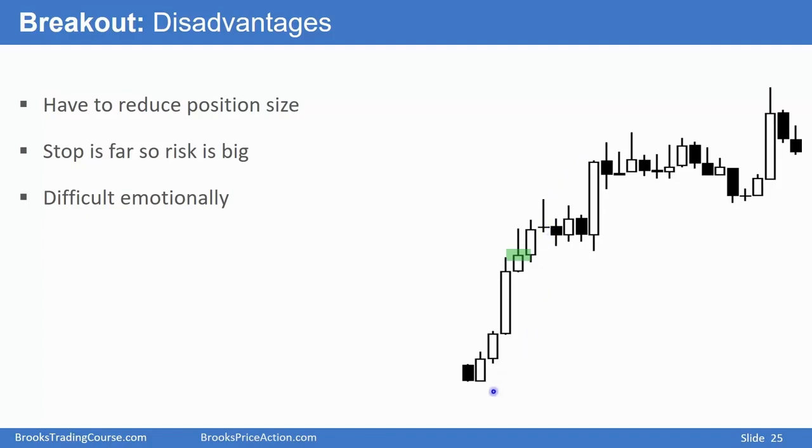So what's wrong with the trade? Well, the stop is far away. Anytime you have a high probability trade, you're going to have bad risk reward. Usually that means big risk. The stop is far away.